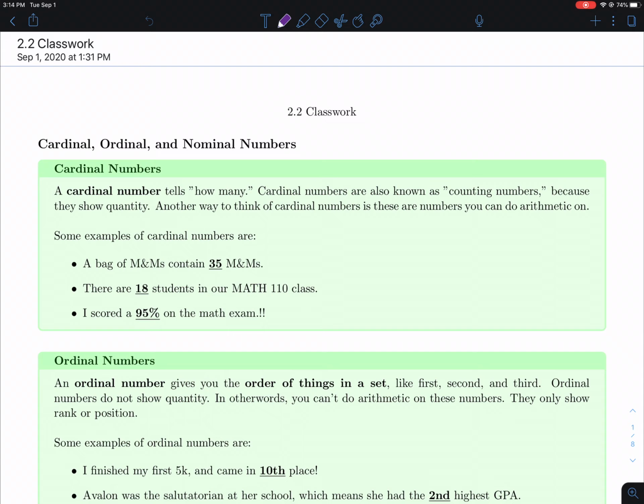So cardinal numbers always show quantity. Another thing you could think about is cardinal numbers are things that you could actually do arithmetic on if you wanted to or needed to. Some examples of cardinal numbers would be: a bag of M&Ms contains 35 M&Ms, because you could lay them out on the table and actually count them. There are 18 students in our Math 110 class. Again, we could walk around and count our 18 students. And I scored a 95% on the math exam.